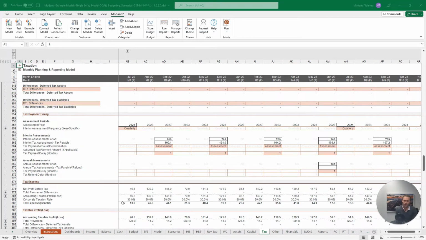For example, the 13.9 of tax expense forecast for June 2022. This tax expense is reported in the income statement between net profit before tax and net profit after tax.